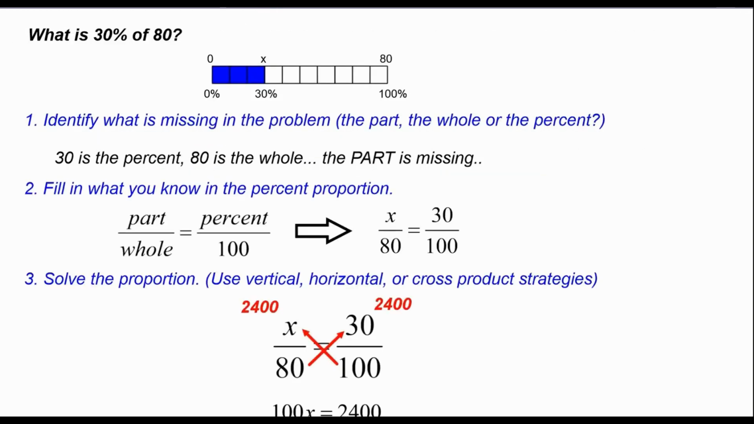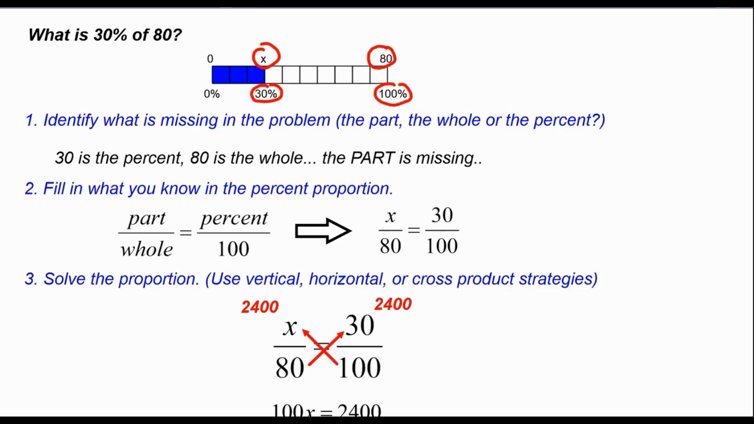So let's take a look at an example here. What is 30% of 80? So if I modeled this question on my double ratio bar graph, in the top, I don't know how much out of 80 that is. I'm asking what is 30% of 80. So how much out of 80 is equivalent to 30% out of 100? So we can set up a proportion here that makes these two relationships equal.